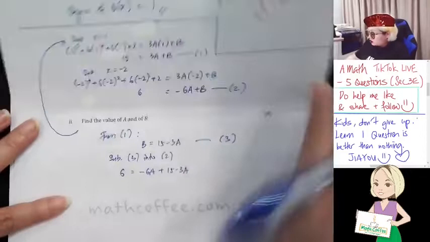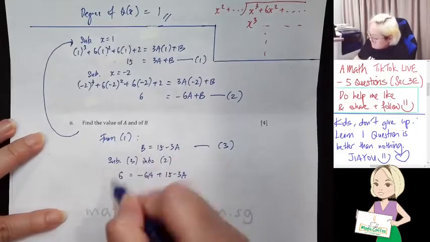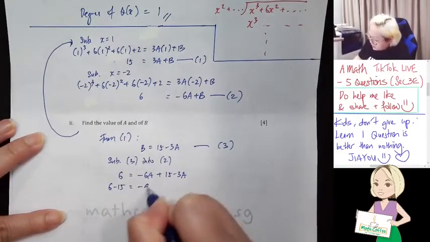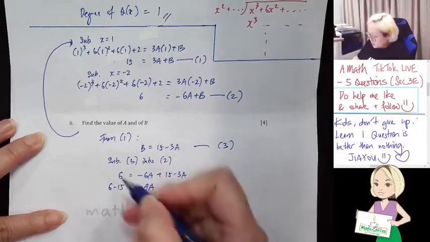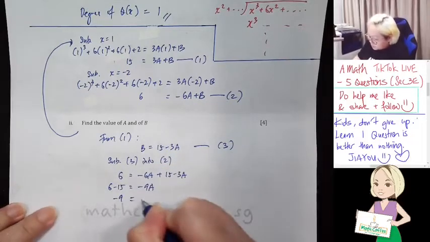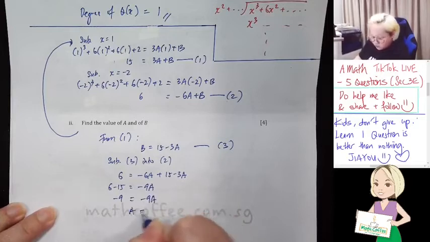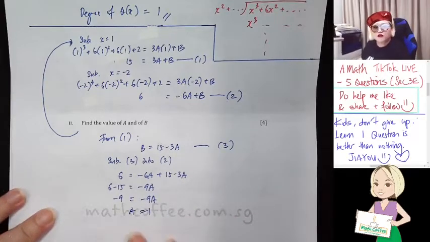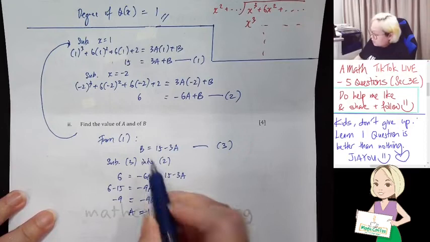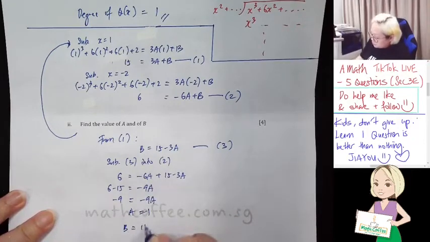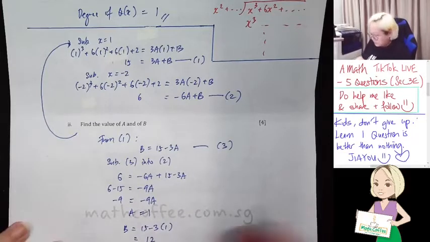So now continue. I have 6 minus 15 equals to minus 9A. So I have minus 9 equals to minus 9A. I have A equals to 1. So I solve my A equals to 1. Let's continue. We want to solve B, right? So B will be equals to 15 minus 3A. So I get 12. Therefore, A equals to 1, B equals to 12. Done.